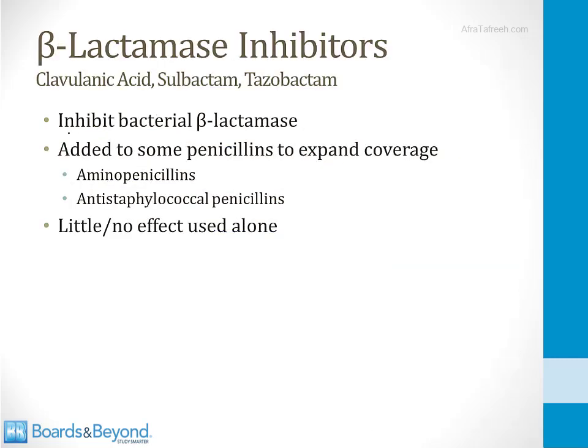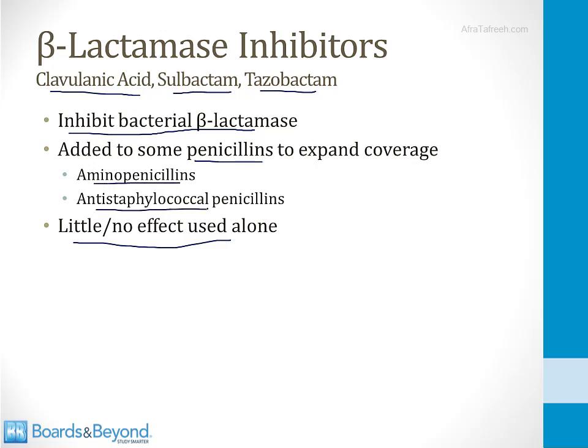There are drugs that inhibit bacterial beta-lactamase enzymes. These drugs include clavulanic acid and sulbactam and tazobactam. They have little or no effect when they're used alone. However, they are often added to penicillins to expand coverage. We'll talk later in this video about how these drugs are added to the aminopenicillins and the antistaphylococcal penicillins in order to expand the spectrum of activity.